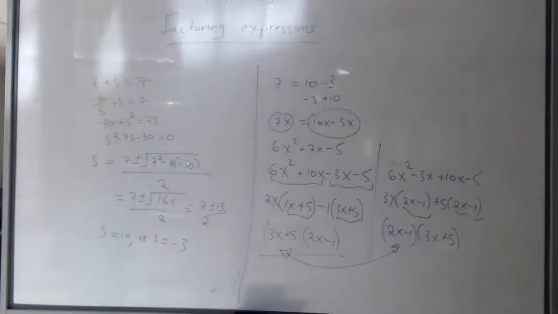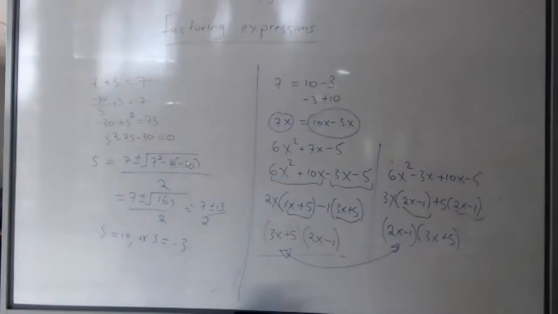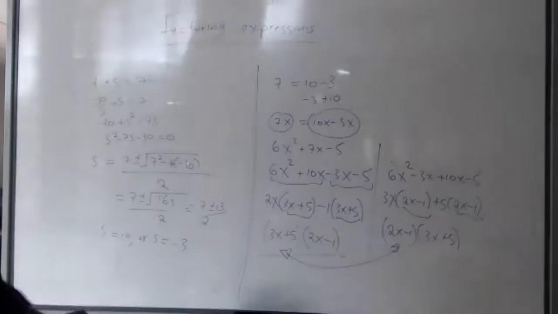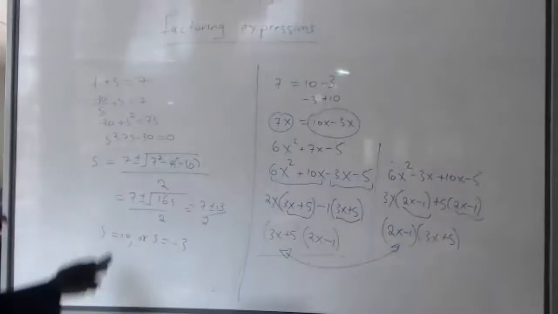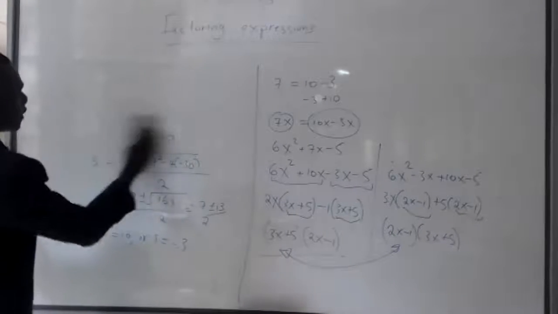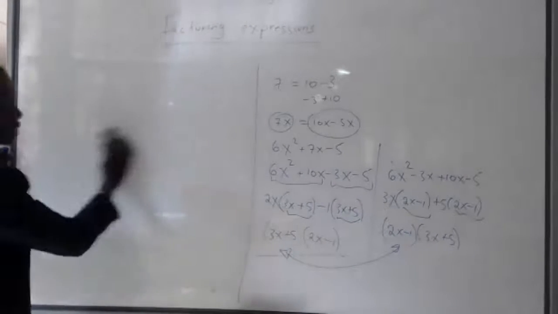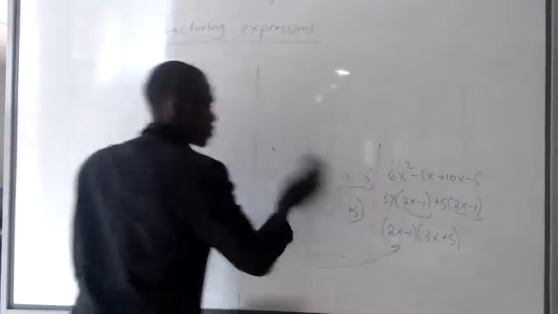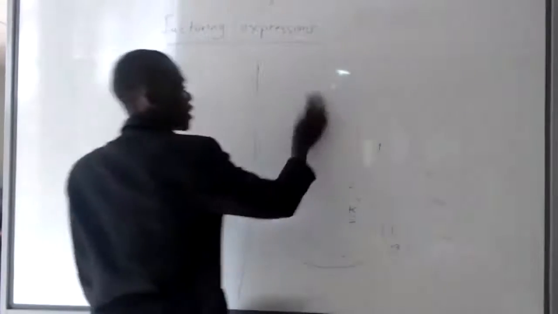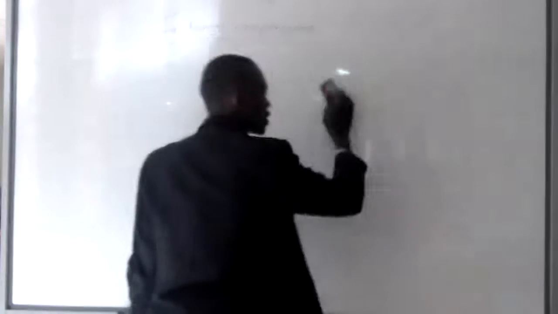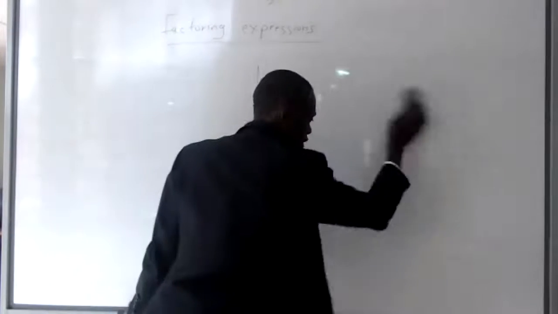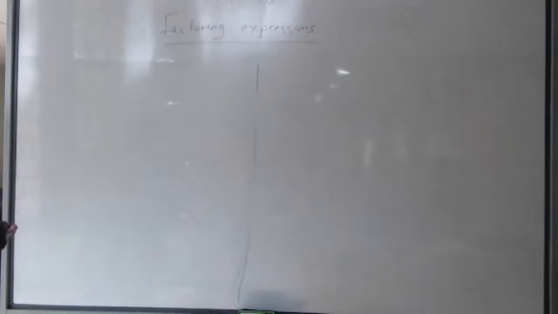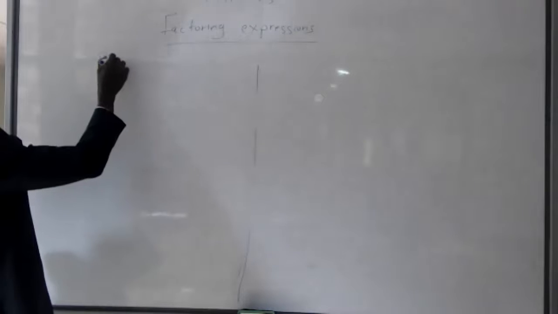Okay? Are you happy now? Yeah, thank you. Yes, let us go to the next technique, unless there are some more questions. So when you're doing factorization, you can always check if you are right or wrong by multiplying out your factors. Okay. The next technique I want to talk about is difference of squares.